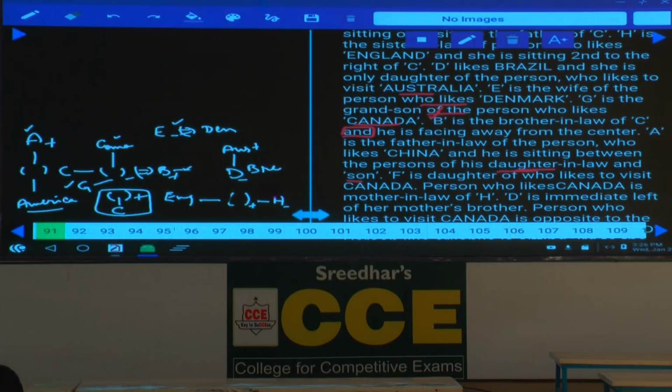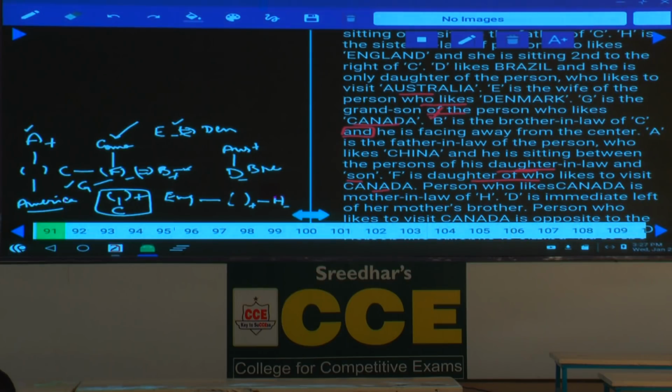Then F is the daughter of the one who likes to visit Canada. F is the daughter of the one who likes Canada. Now, sir, Canada is here. Now, F must be at this place or not? That means B and F are a married couple. Then C is the sibling of this F. As C is the sibling of F, then F is the daughter of the one who likes to visit Canada. Person who likes Canada is the mother-in-law of H. That means C's spouse must be H.